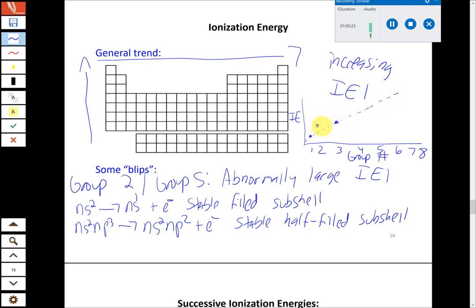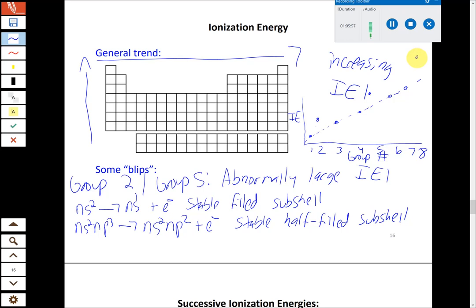Group 3 is back on the trend, but you typically see a small decrease as you go from 2 to 3. Let me draw that a little bit better. And then group 4 is on the line. Then group 5 is abnormally high. Group 6 is back on the line. Group 8 is also abnormally high because it's the noble gases, but it's still the highest one anyway. So let me try to line those up a little bit better: 1, 2, 3, 4, 5, 6, 7 there, 8 way off.